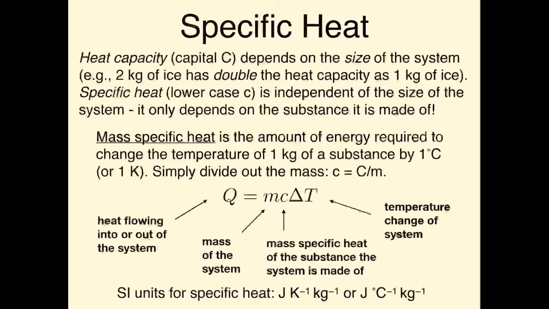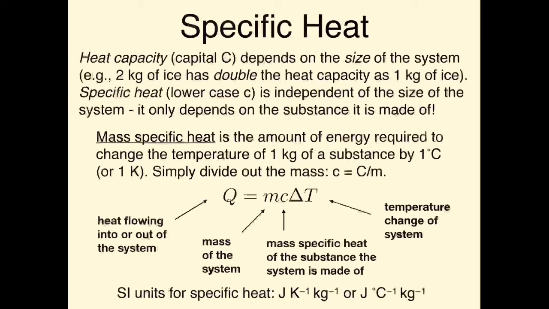Okay, next, let's talk about specific heat. And this is what we're going to use much more often than heat capacity, by the way. So heat capacity, capital C, that's what we just defined. If you think about it, it's going to depend on the size of the system. So let's say we have 2 kilograms of ice. Well, that's going to have double the heat capacity of 1 kilogram of ice because, of course, the bigger the system is, the harder it's going to be to change the temperature, the more energy you're going to need to change the temperature. So that's why we define something called specific heat, which is lowercase c.